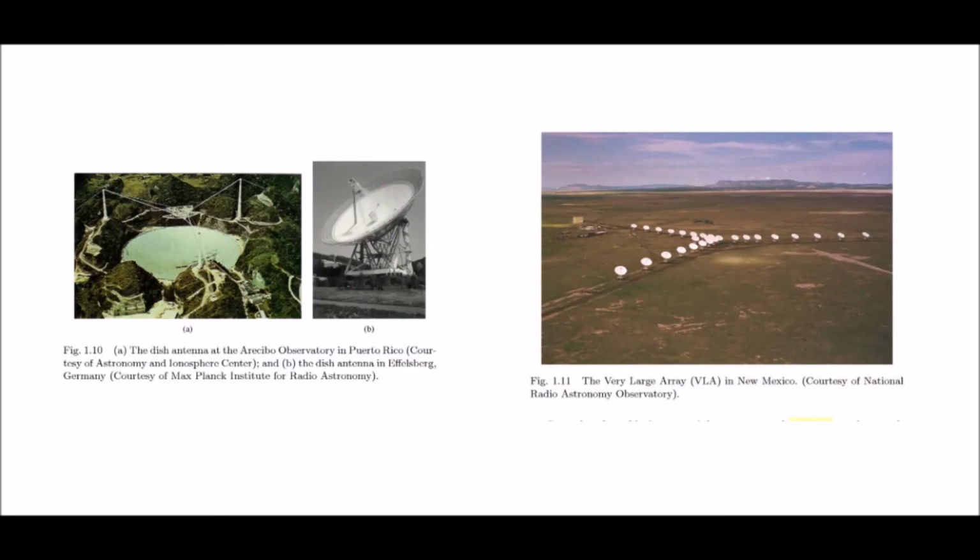Figure 1.10a, the dish antenna at the Arecibo Observatory in Puerto Rico, and b, the dish antenna in Effelsberg, Germany. Read this caption here. The Very Large Array in New Mexico.